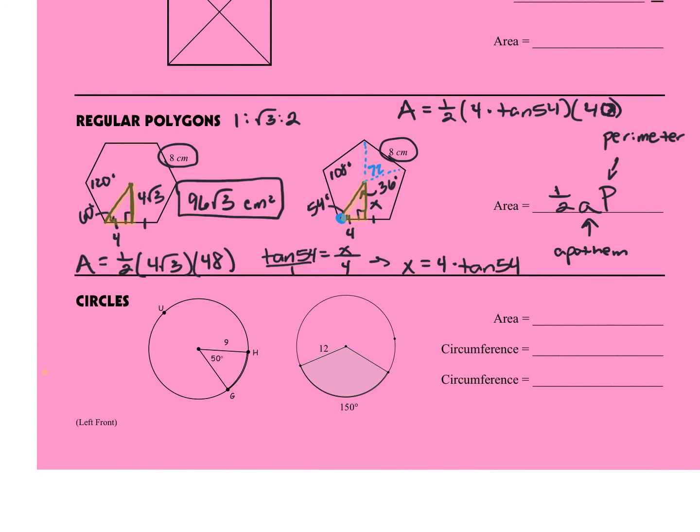Now, if you just type this in your calculator, I would probably do 1/2 times 4 times 40, and then I would do the tangent 54. It makes the parentheses a little bit easier. What we'll find is that the area of this regular pentagon is going to be approximately 110.1 centimeters squared. Okay, so an important thing that you need to remember is that hexagons will always create a nice special right triangle on the tiny triangle. Our pentagons will not. We will always have to use trigonometry.